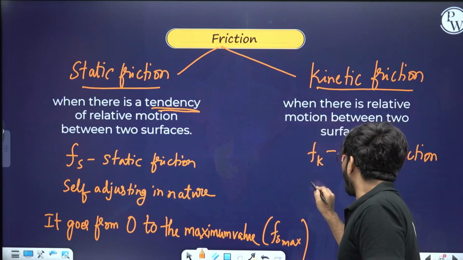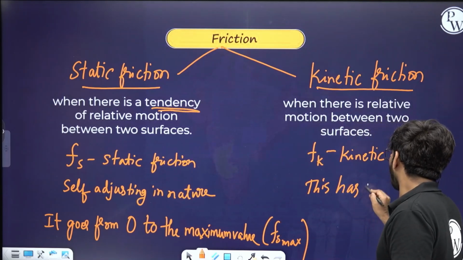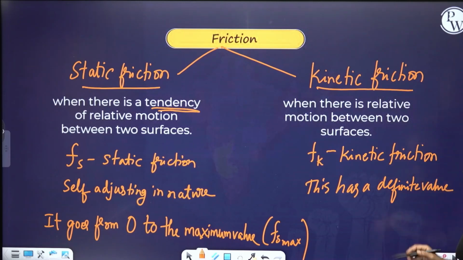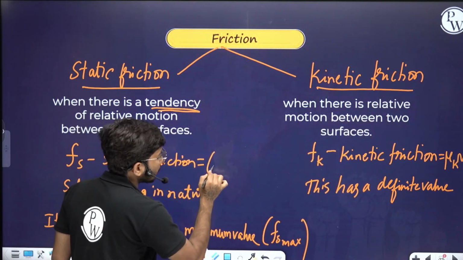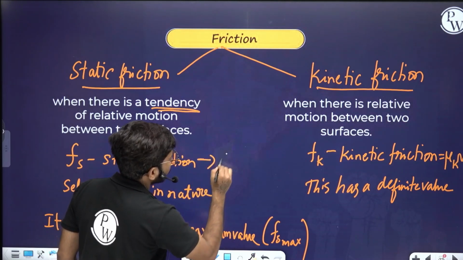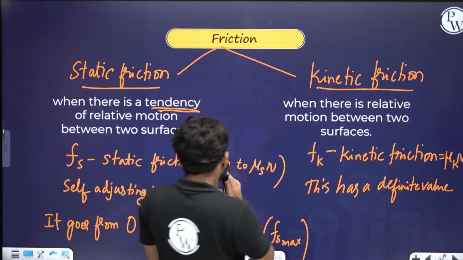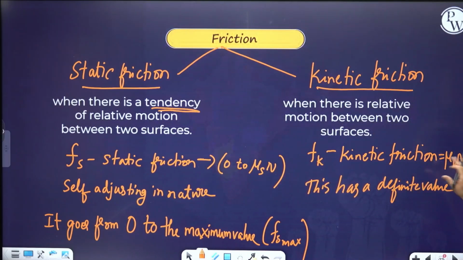This is not self-adjusting, it has a definite value. This one we say is mu k into N. The static friction goes from 0 to mu s into N. Correct? So its range is 0 to mu s into N, and the value of kinetic friction is mu k into N.